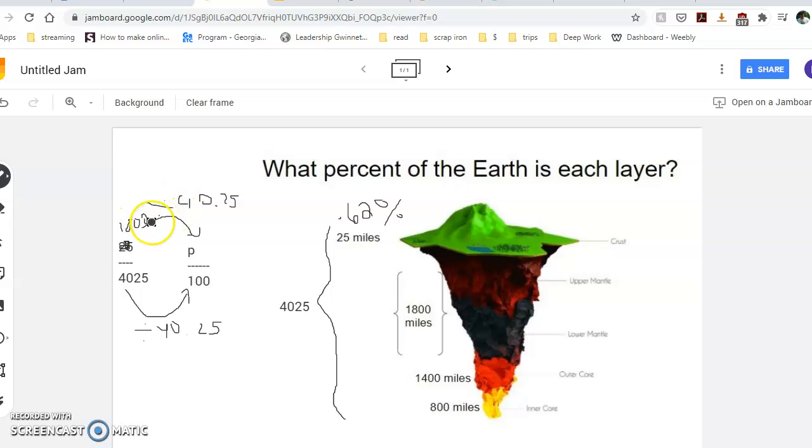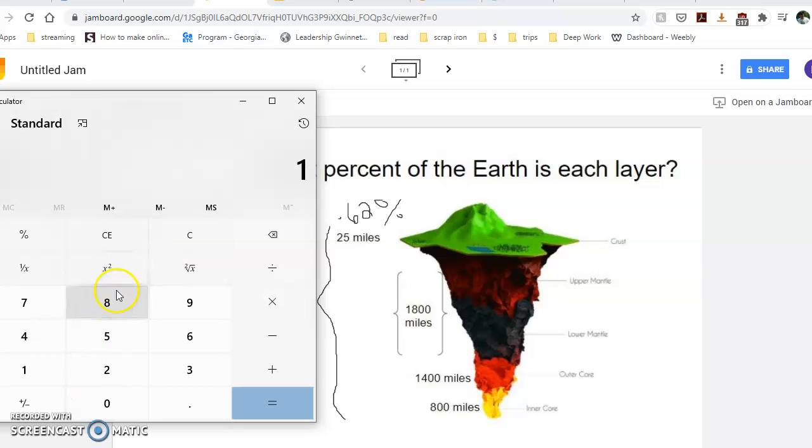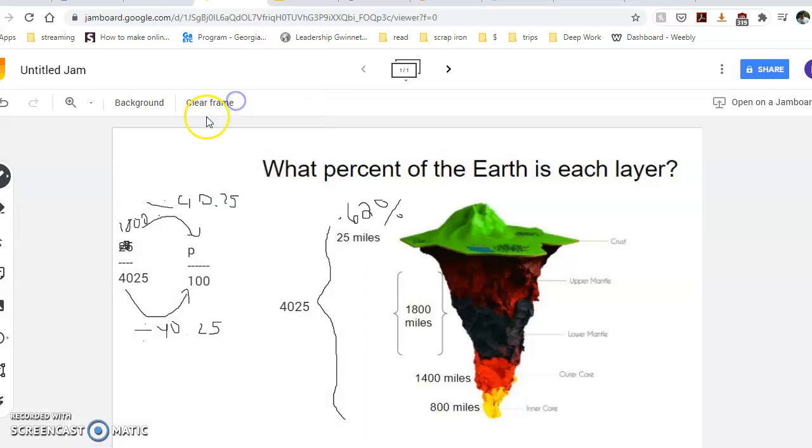This is going to be a large percent. 1,800 divided by 40 and 2,500. More than 44, less than 45%. Almost half the Earth is mantle. It's a very, very thick layer. So I'll just round it to 44 and 72/100ths, let's say. Big layer, almost half the Earth is mantle. It's really, really big.